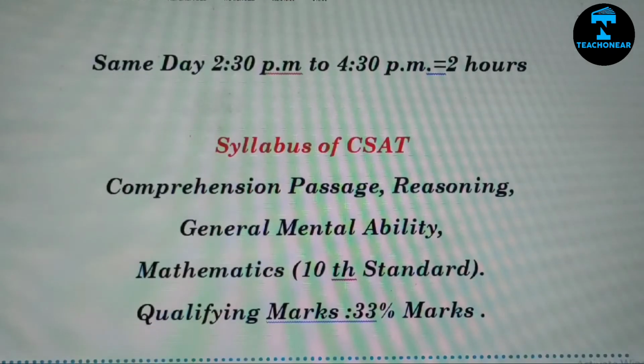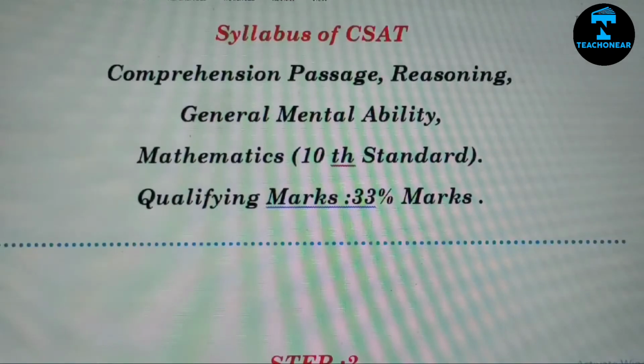Okay. Next, come to the syllabus of CSET. What is the syllabus? The syllabus is comprehension passage, reasoning, general mental ability, mathematics, 10th standard, and the qualifying nature, or the qualifying marks of this paper 2, is 33% of the marks. If a candidate scores 33% from this paper, then he will be eligible for the main examinations.